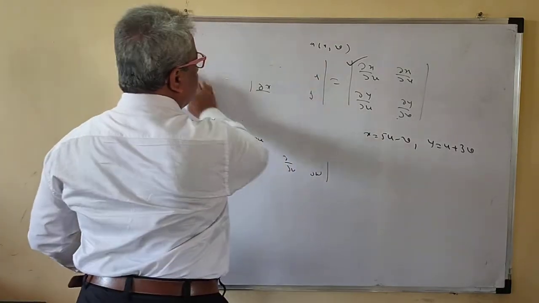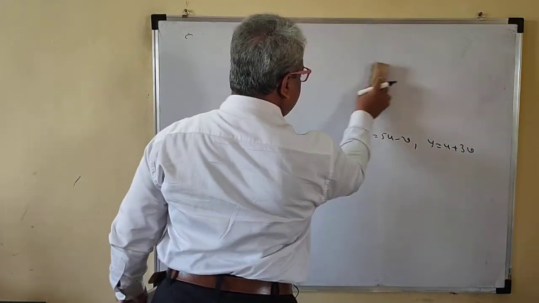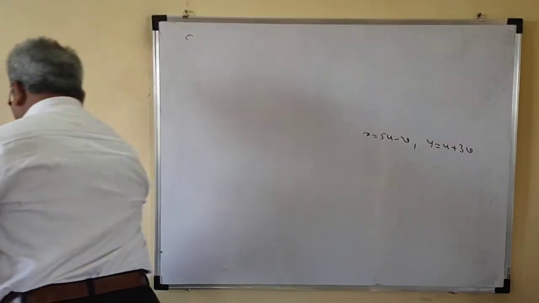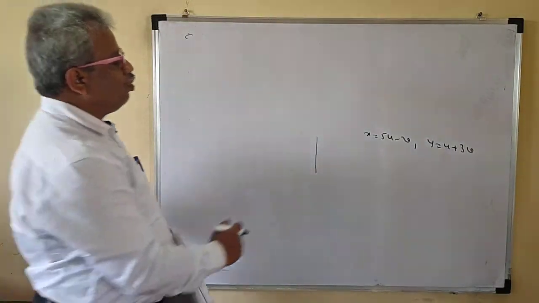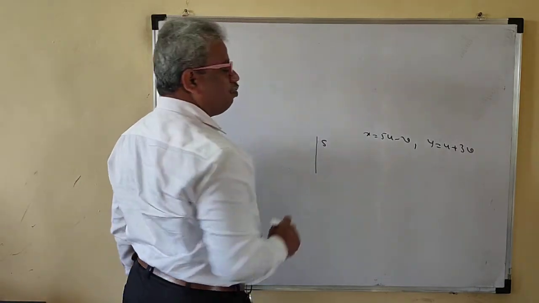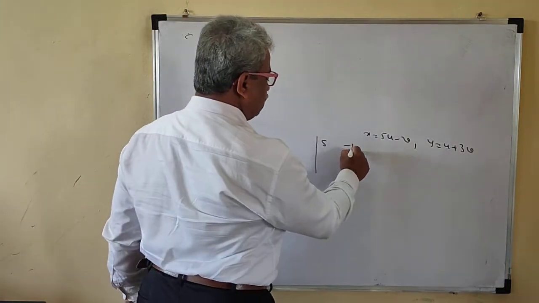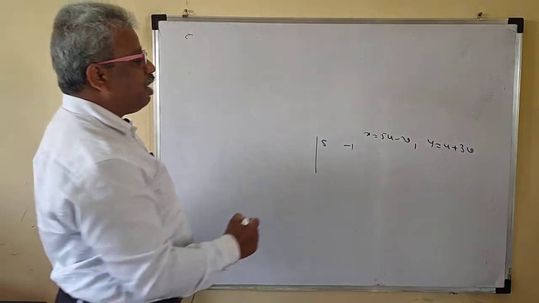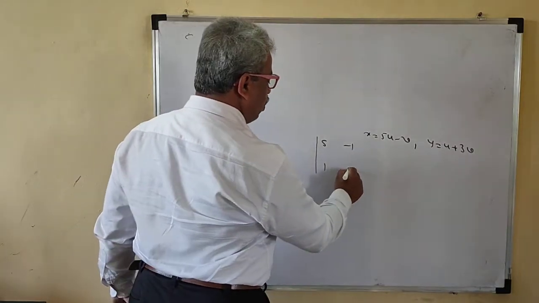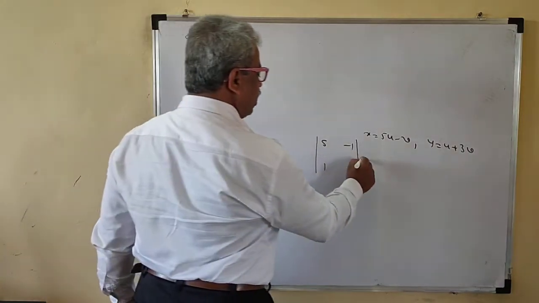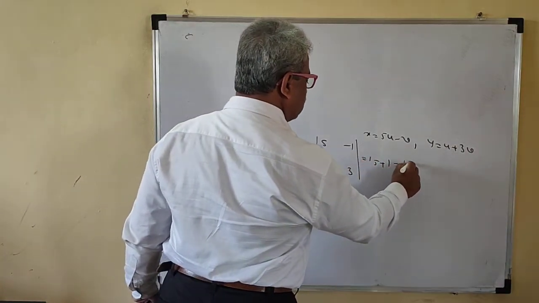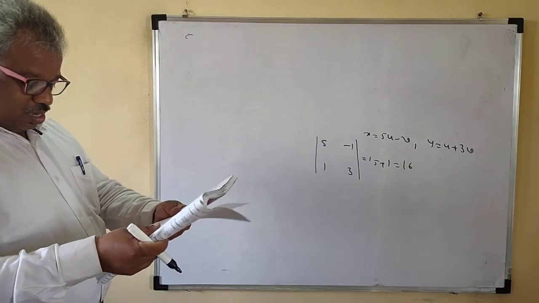Now you have to find the Jacobian of this transformation. Just write only this: dou x by dou u, which is 5; dou x by dou v, which is minus 1; dou y by dou u, which is 1; dou y by dou v. I only have to evaluate the determinant. So this is 15 plus 1, which is 16. So this is 16.